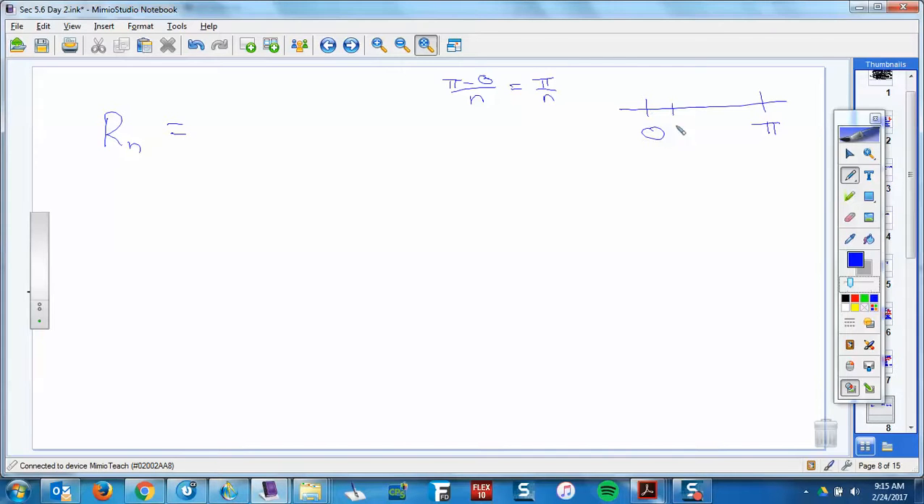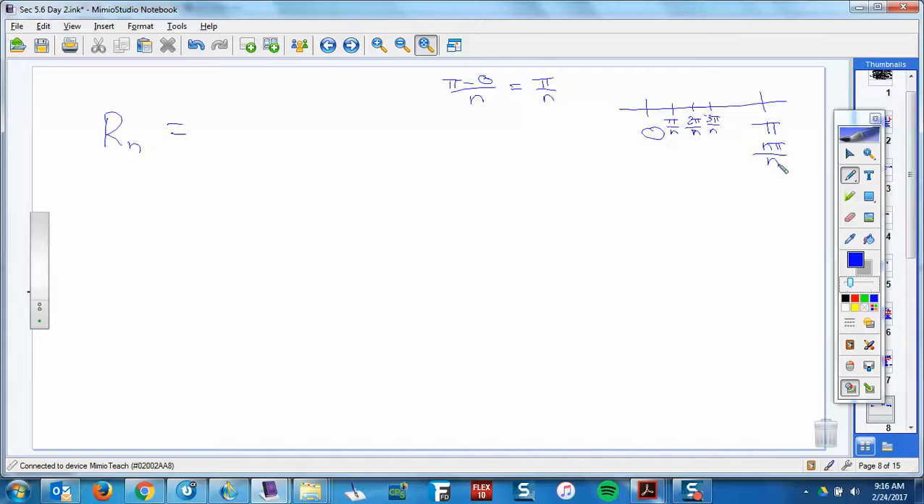So what's my first right edge going to be? Do you feel how this is the same every problem? What's this first one going to be? Pi over n. What's the next one going to be? 2 pi over n. What's the next one? 3 pi over n. And what's the last one? N pi over n, right? Which of course simplifies to pi. 1 pi over n, 2 pi over n, 3 pi over n.